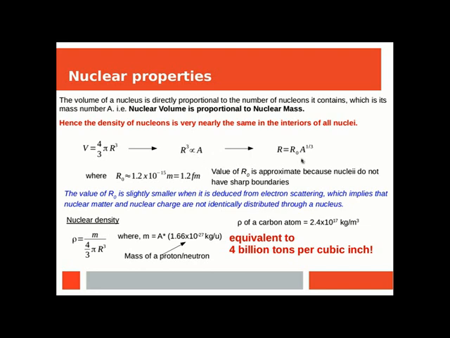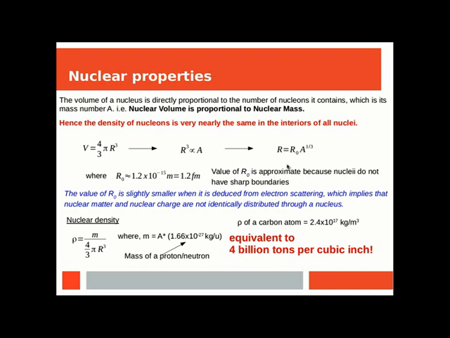So R is proportional to the cube root of the mass number, represented with R naught like this. Here R naught is the constant of proportionality, R is the radius of the nucleus, and A is the mass number of that nucleus. The value of R naught is 1.2 femtometer. Femtometer means 10 to the minus 15 meters. If you know the mass number of a nucleus, multiplying its cube root by R naught, you can determine the approximate size of the nucleus, the approximate radius.